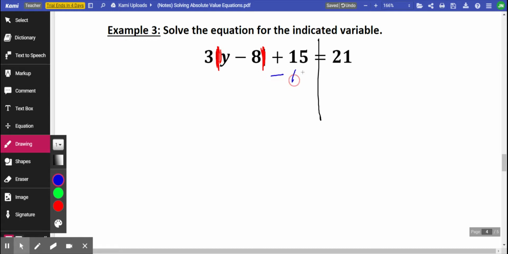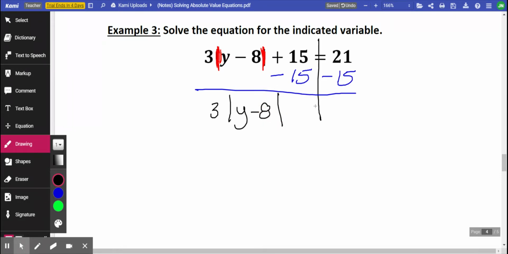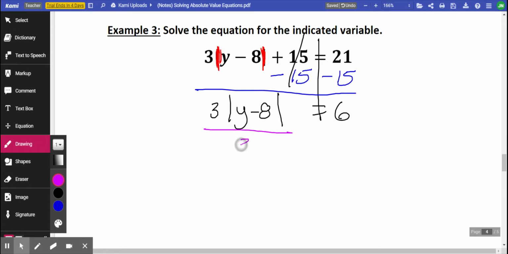So first we need to subtract 15 on both sides. So we do that to this side, we do that to this side. That way our equation does not look as mean as it's looking right now. So drop this down. 3 times the absolute value of y minus 8 is going to be equal to whatever this is. 21 minus 15 is equal to 6. So I'm going to leave that as equal to 6 on the right side. I still want to get rid of that 3 though. 3 is multiplied by the absolute value of y minus 8. In order for me to cancel that 3, I have to divide this side by 3.